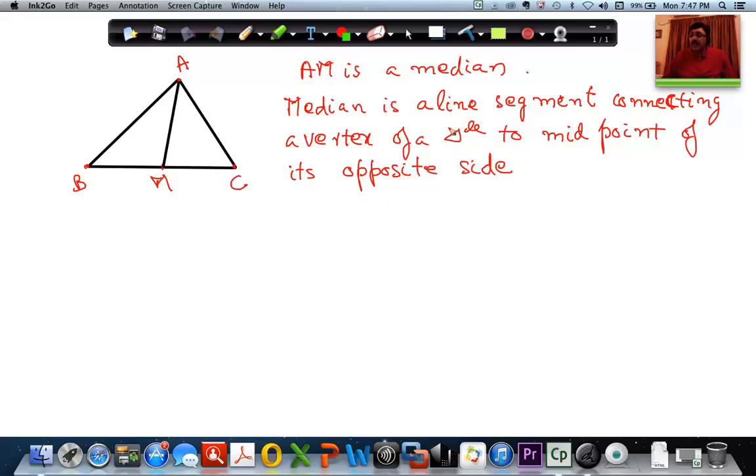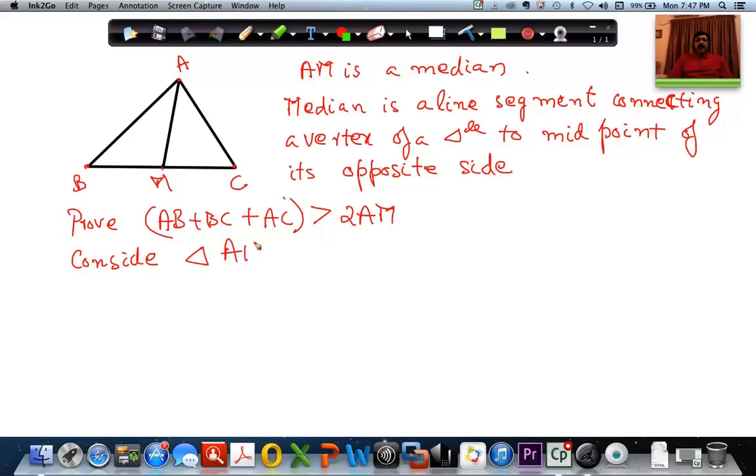Now the question that we have is, we have to prove AB plus BC plus AC is greater than 2AM. That's what you have to prove. Okay? AB plus BC plus AC is greater than 2AM. Now what should I do? I have to consider two triangles. I have two triangles here, right?